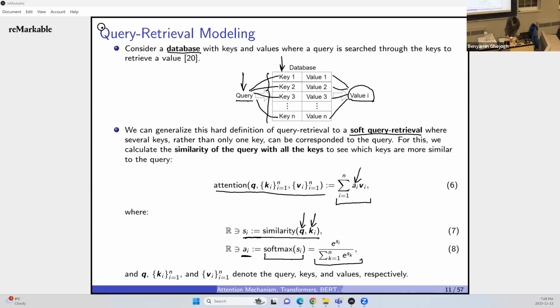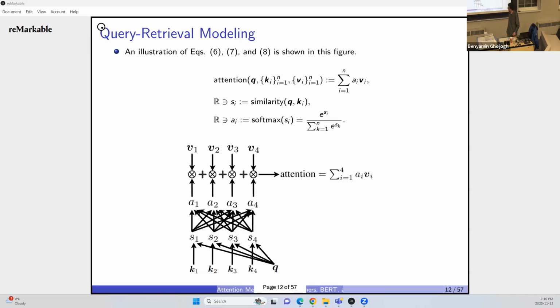And then we use these weights for the linear combination of all of the values. This is the output value that we'll have, right? This is soft query retrieval, as you see. So Q for query, K_i for keys, and V_i for values. As you see, attention can be seen as a soft query retrieval also. So these are the formulas. If we want to visualize them, it's like this.